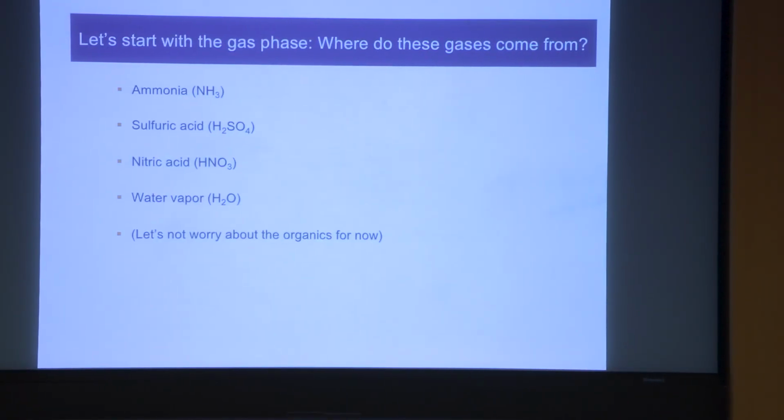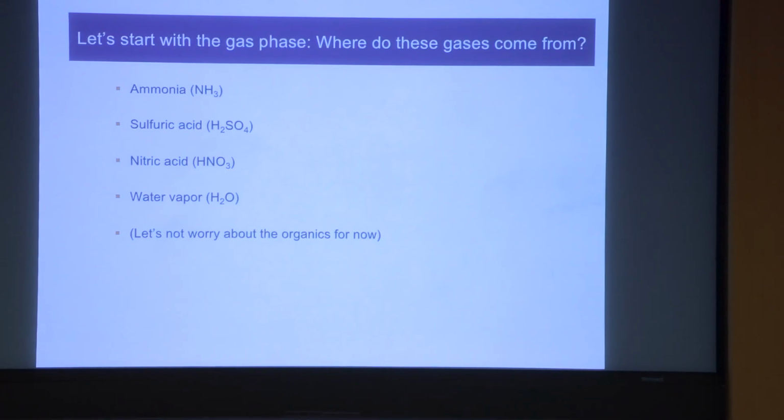So what's the relevant family of species here? So that's them. We already had them on the previous chart. So where are they coming from? Any ideas where ammonia is coming from, for example?